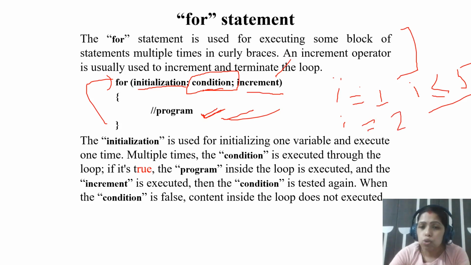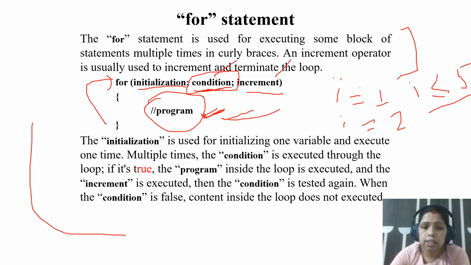Then I will be 2. Suppose my I is 5, the set of instructions will be executed. After that, I will increment and be 6. Once I is 6, the condition will not match, so the set of instructions will not be executed. The set of instructions is executed only while my I value is up to 5, and that time the increment will continue. This thing is written in this paragraph. So this is about the for statement.